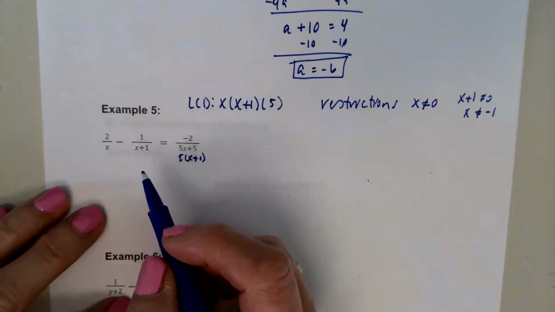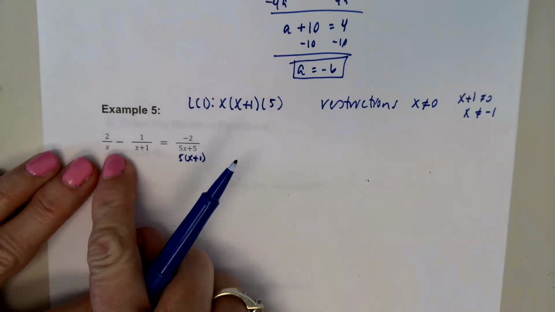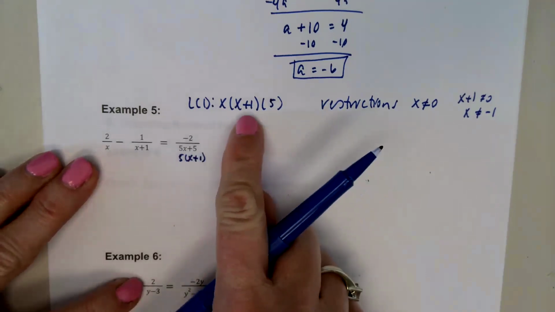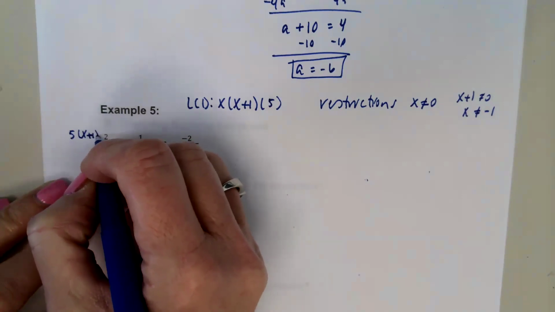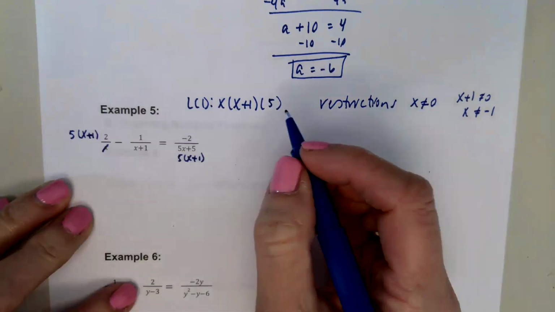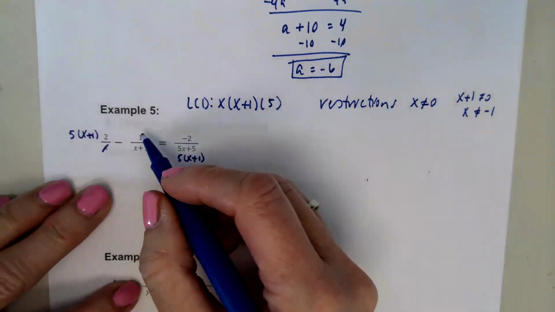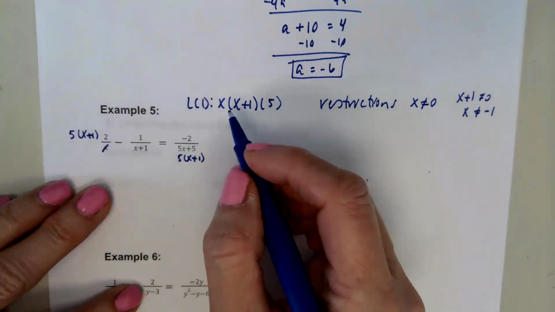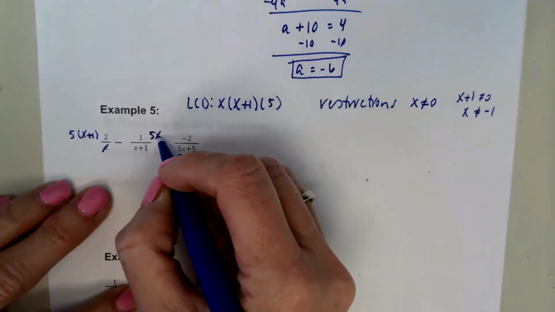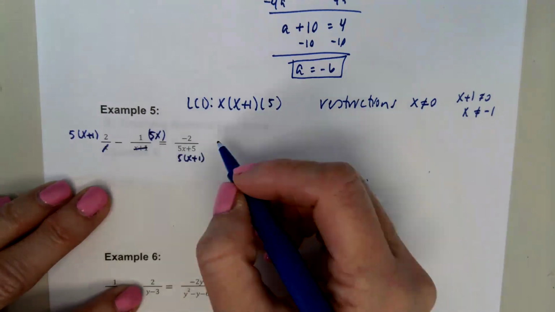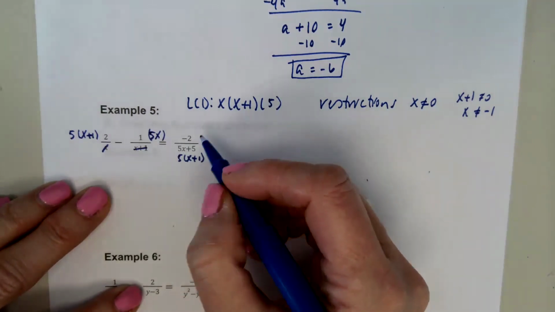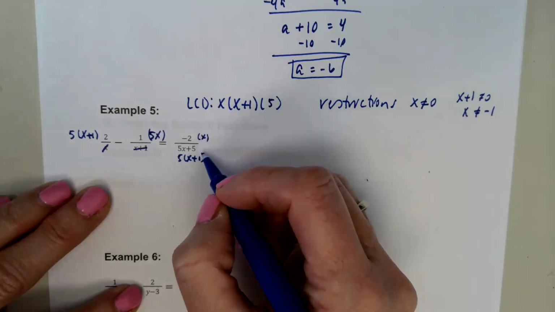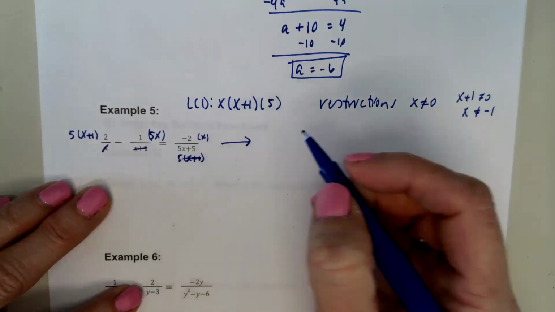So I'm going to look to see, my first fraction is an x, so it's missing the 5 and the x plus 1. So that's all I have to multiply through by, and my denominator cancels. And then the second fraction, 1 over x plus 1, is missing just the 5 and the x, and that denominator cancels. And on the right-hand side, that denominator is just missing the x, and that denominator cancels.